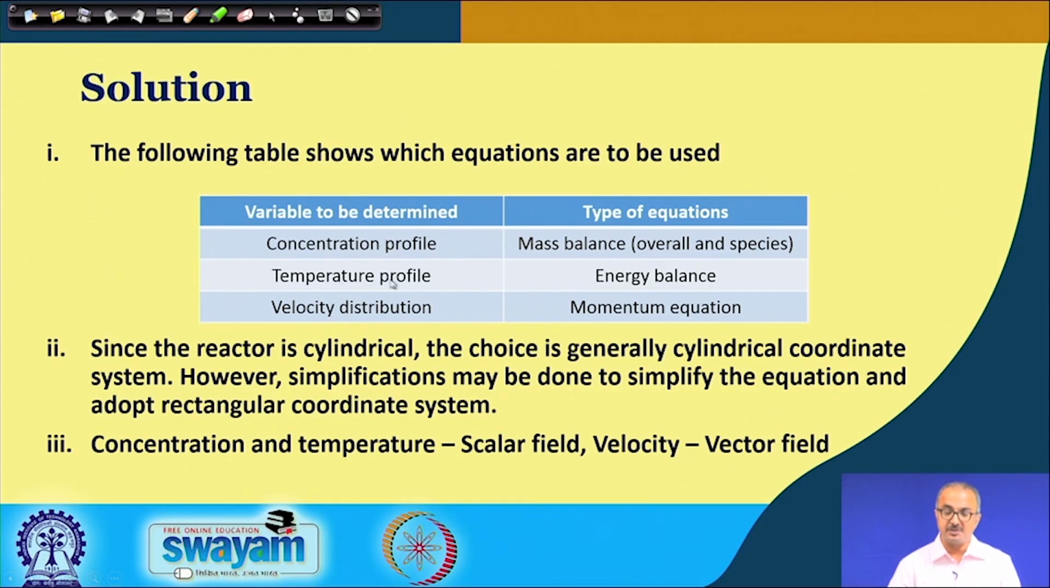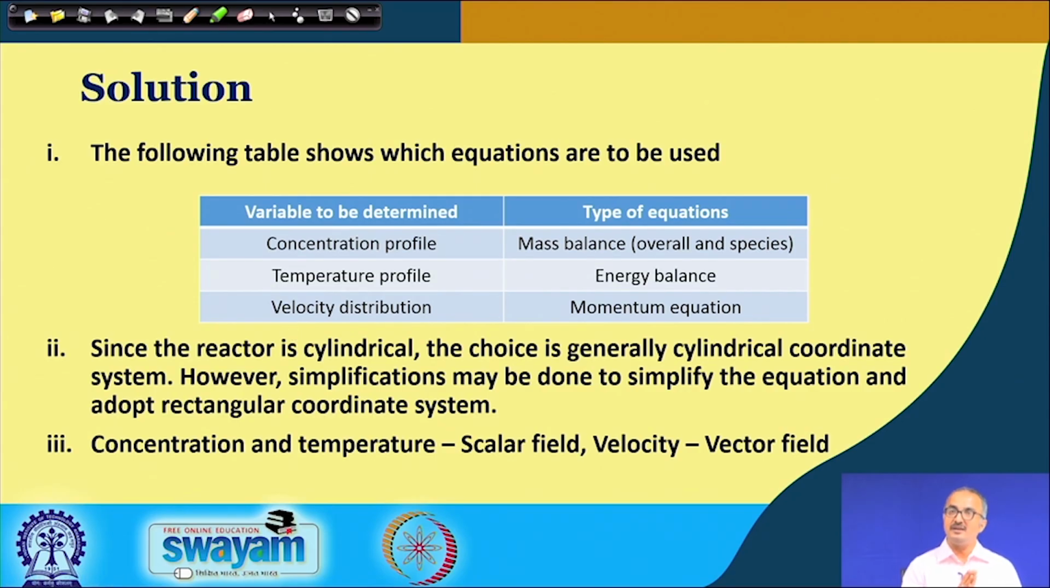Next is the temperature profile, and for that, temperature comes only from the energy exchange. So, we need to write the energy balance equation. And thirdly, we have the velocity distribution. For that we can have it from the momentum balance equation. So, we find that all these momentum balance, energy balance and mass balance have to be written to find out all these profiles.